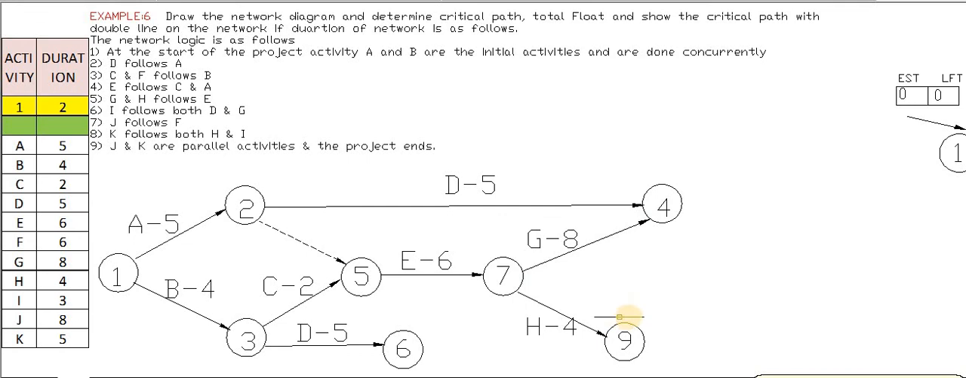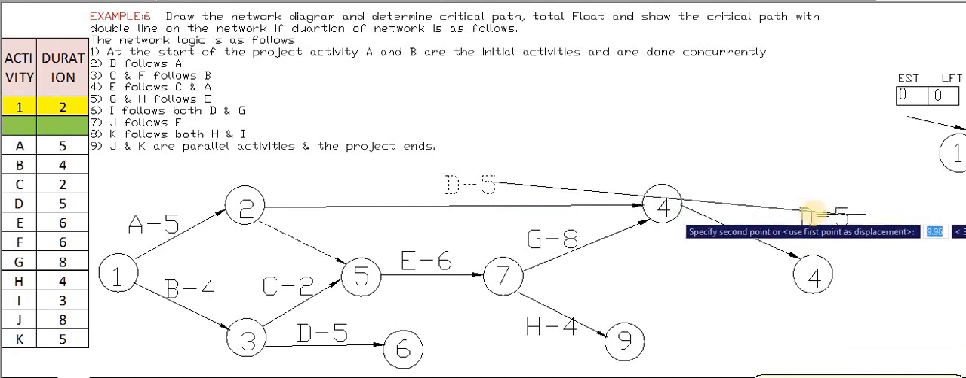Yes. So here D and G are ending at the same point, and the next point is I. So we will draw it as I, and we will give this the name I.